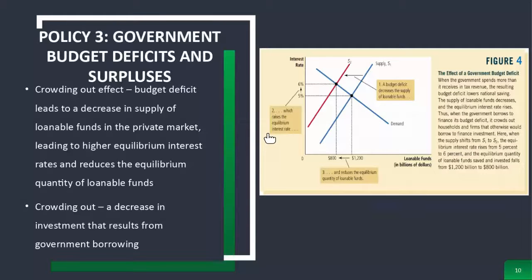Simultaneously, if we have a surplus, we are adding that money into the market for loanable funds, because the government now has extra on hand to loan out. And what we call this process, when the government runs a deficit and takes loans out of the private market, is the crowding out effect.